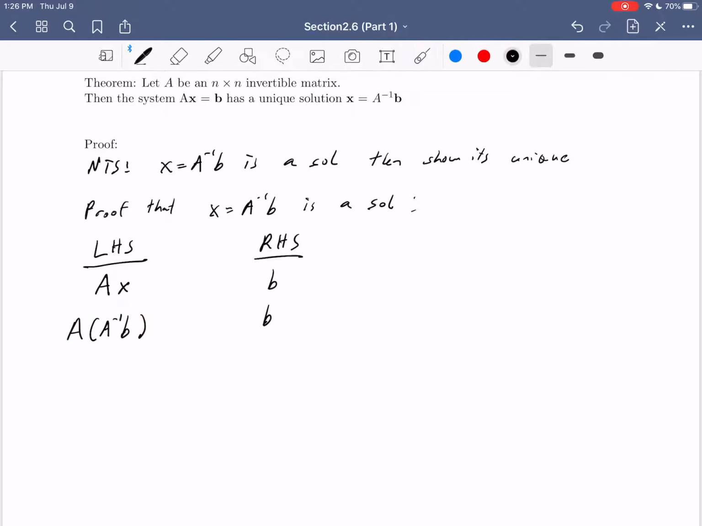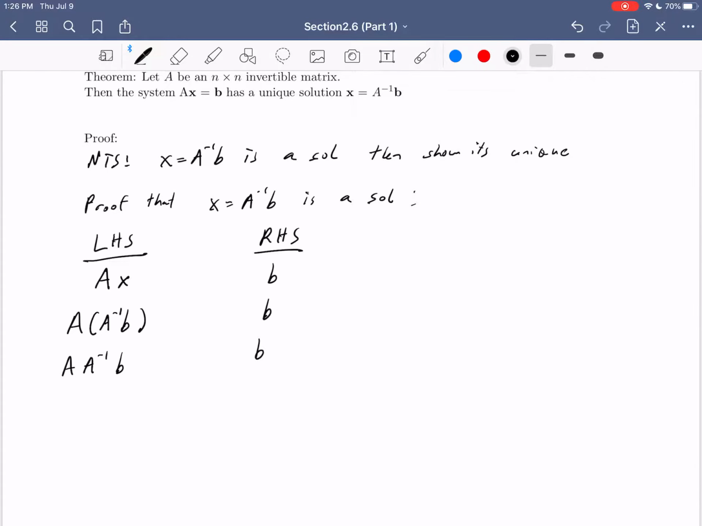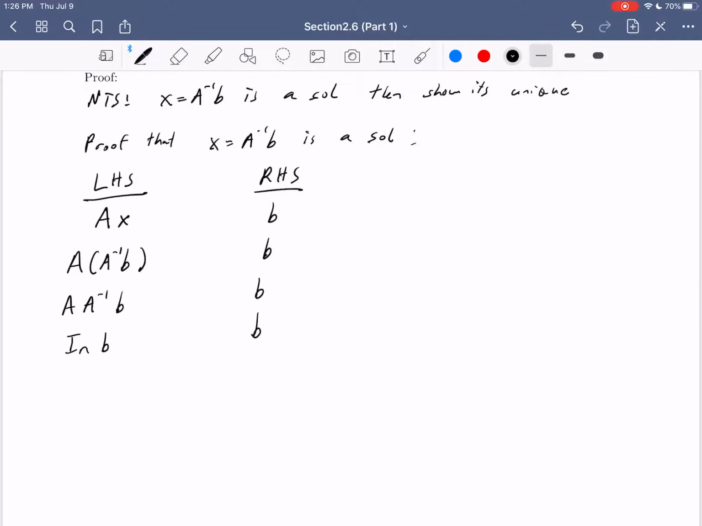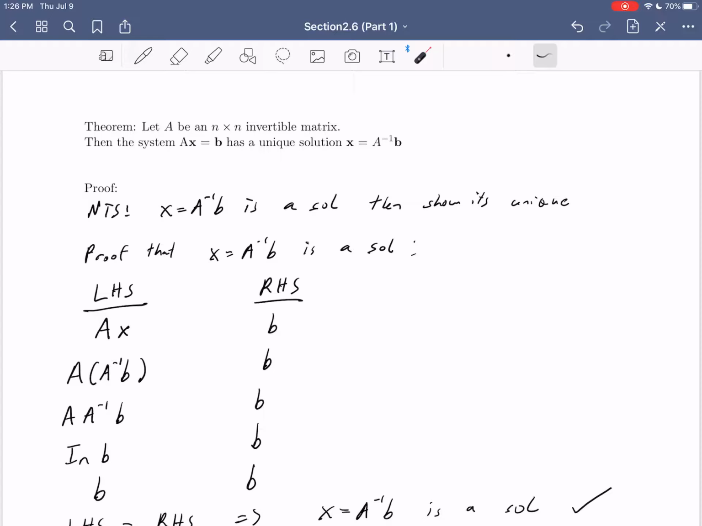Here, matrix multiplication is associative, so we can view this as A A inverse, times b, and b. Then, of course, A times A inverse, by definition, since we're assuming that A is invertible, so the inverse exists, then we know that this is I, the identity, times b. And, of course, the identity matrix times anything just yields that same thing, so we get b and b. So the left-hand side equals the right-hand side, which implies that x equals A inverse b is a solution. So we definitely know that if the matrix A is invertible, if we multiply A inverse with the system constants b, then that result will be a solution to the system.